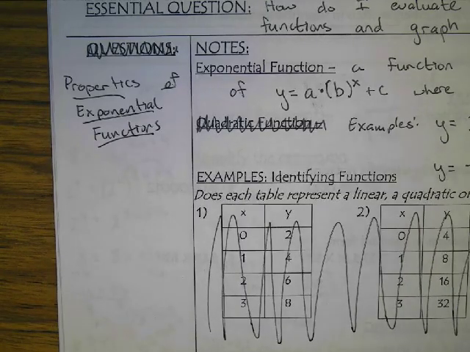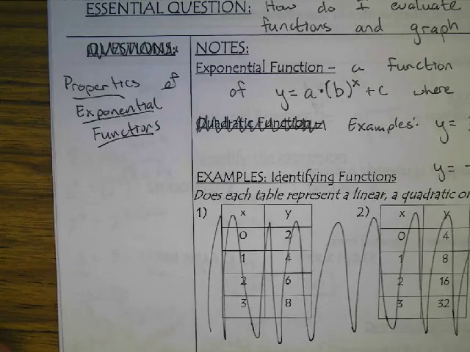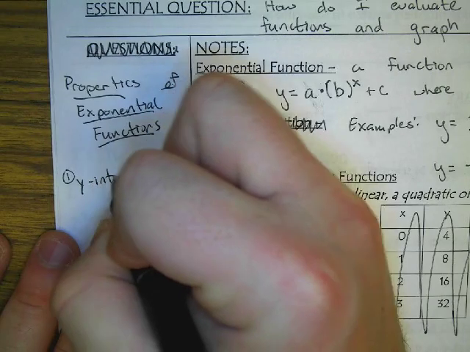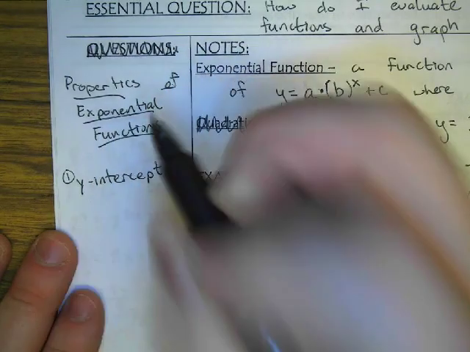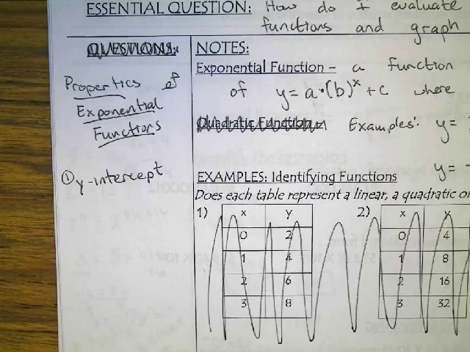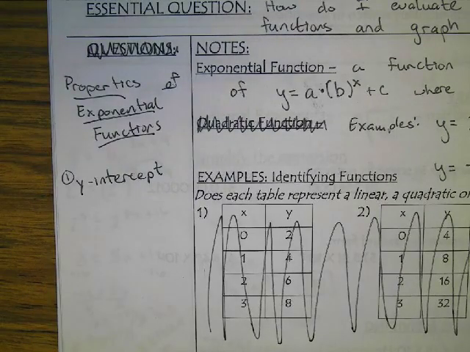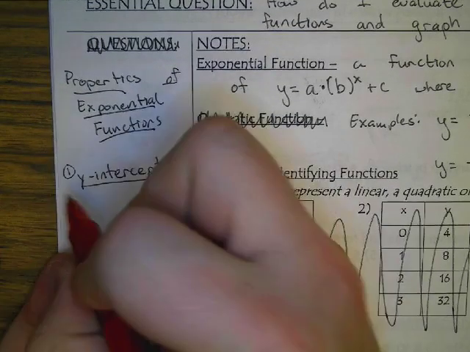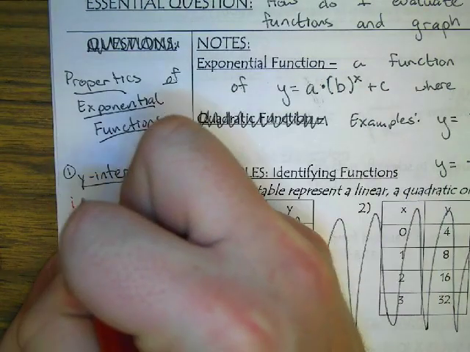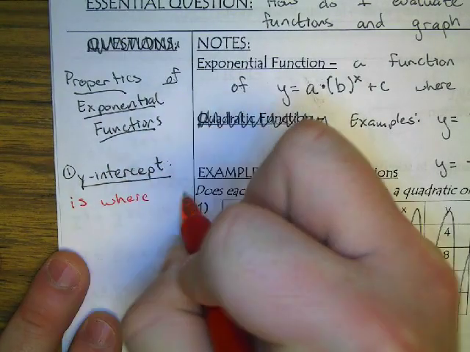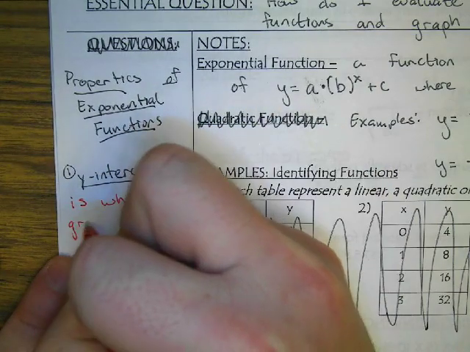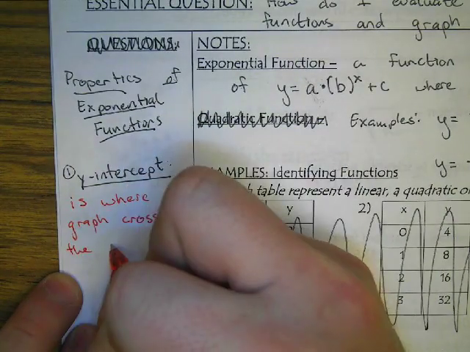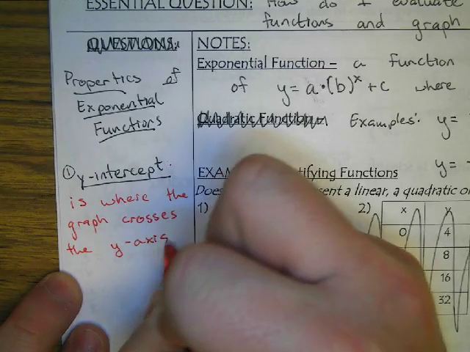The first property I want to talk about is the y-intercept. Now the y-intercept of an exponential function is where the graph crosses the y-axis.